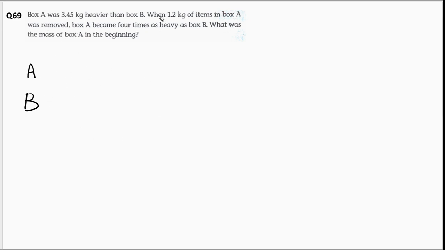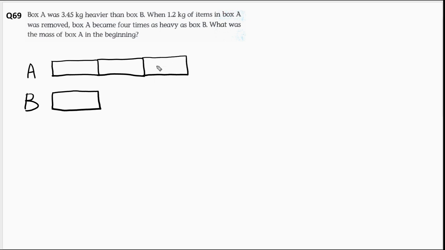So I'm actually going to start with, we've got a before situation and an after situation, haven't we? And in the after, box A became 4 times as heavy as B. So if I draw a basic unit for B, then A in this after scenario is 4 times B. So I've got these 4 parts or 4 units compared to B's 1. Okay, so that's that bit there.